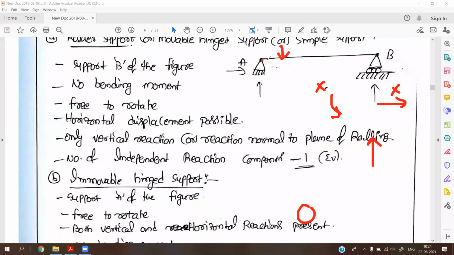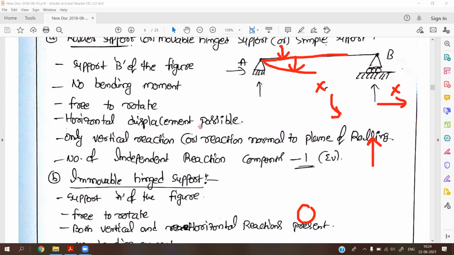Initially the beam is in this direction, along this length. After application of any loads, the beam may rotate in this way. So there is no bending moment, and it offers no resistance to bending moment.